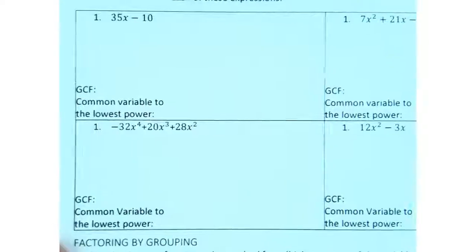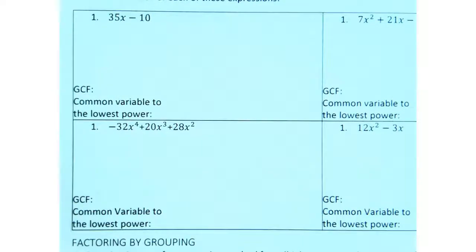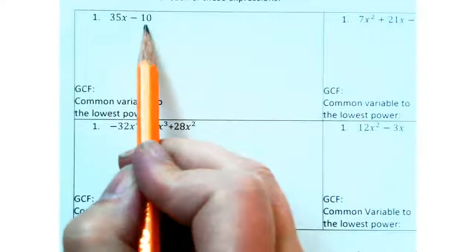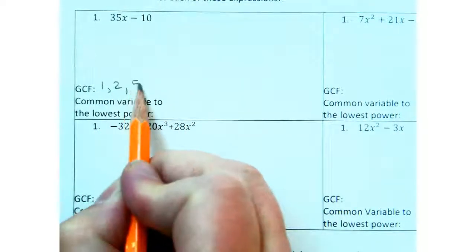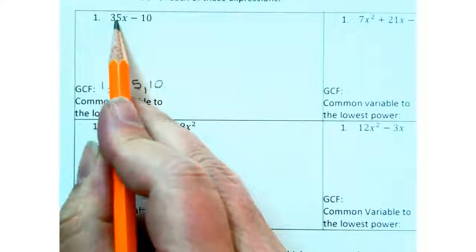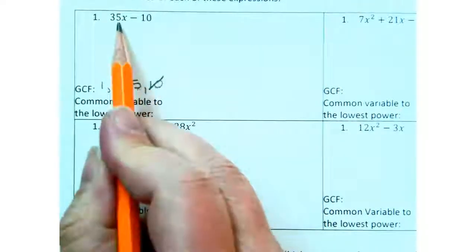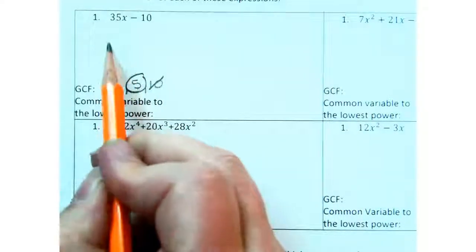In these examples, we will factor out the greatest common factor. To do this, look for the smallest coefficient. In this case, the smallest number is 10. Its factors are 1, 2, 5, and 10. Check if each one is a factor of 35. Not 10, yes 5. 5 then is the greatest common factor.